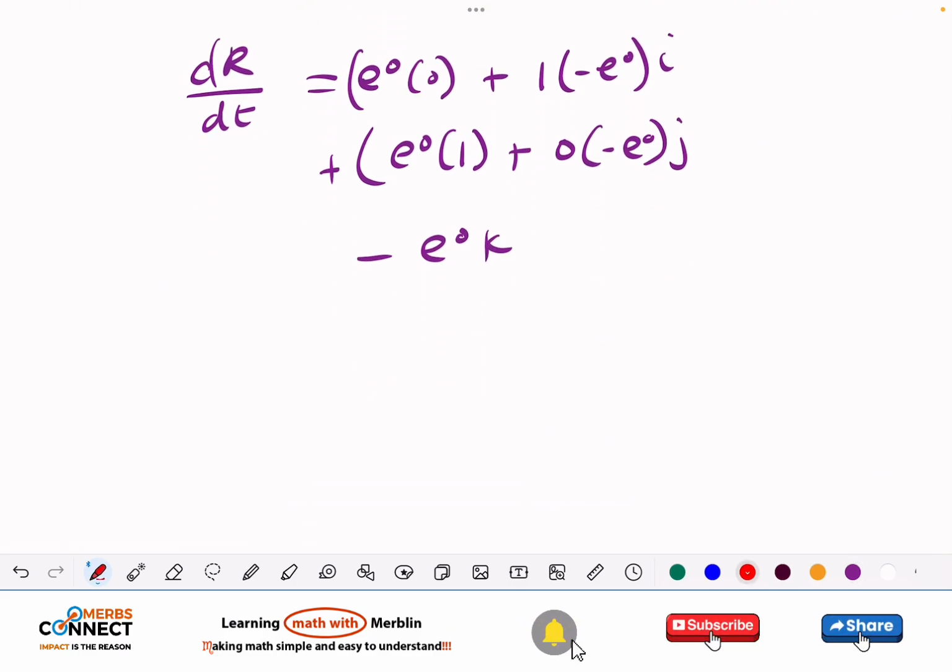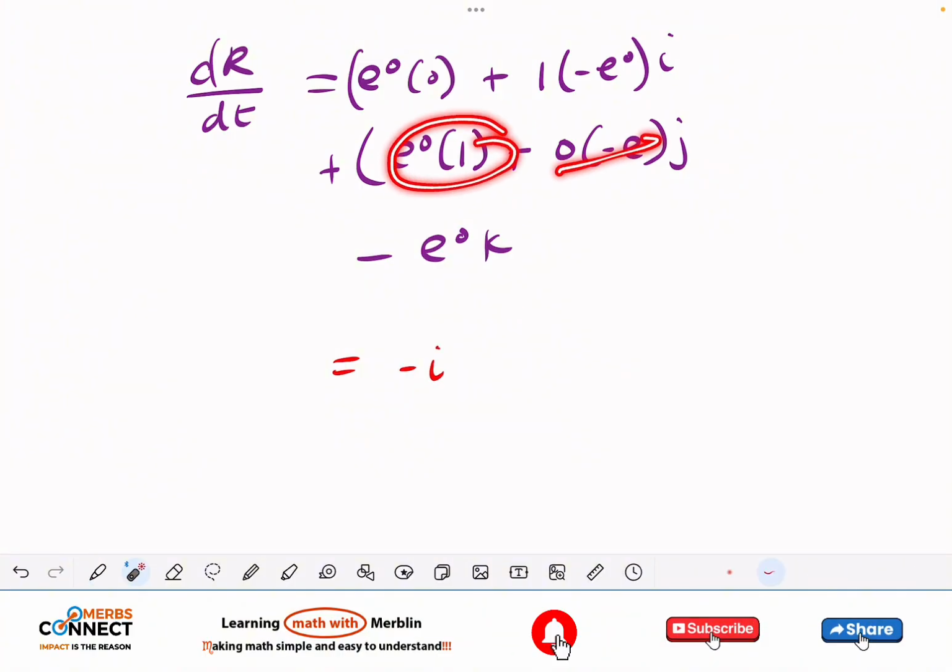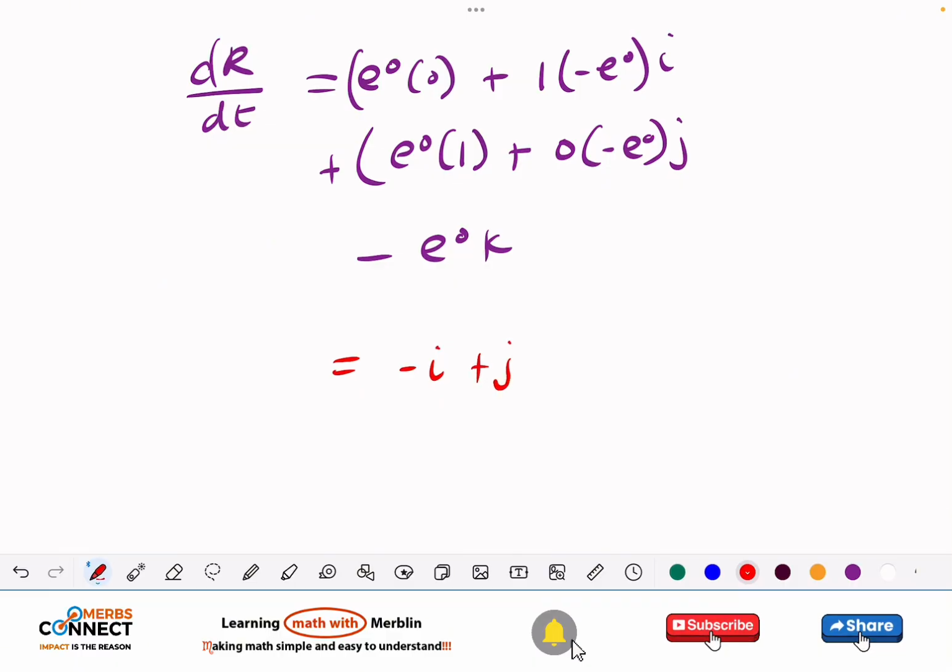So simplify this. This one will be 0, this will be minus 1. So we are just going to have minus 1 times i. This goes to 0, this will be 1. So this is plus j minus k.